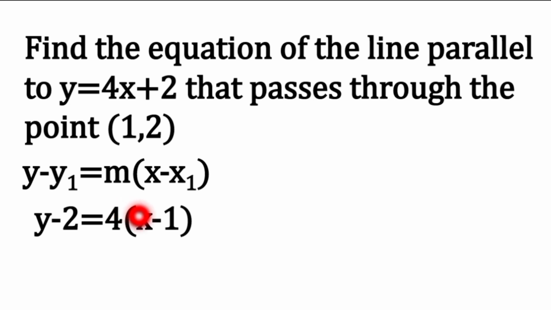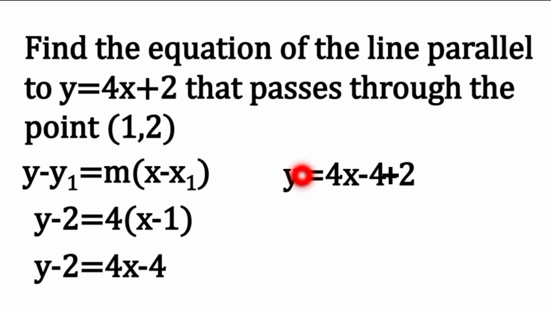Distribute this 4 here to x minus 1. So we have y minus 2 equals 4x minus 4. Transpose this 2 here to the right side of the equation. We have y equals 4x minus 4 plus 2, and this is equal to y equals 4x minus 2. And this is our parallel line.